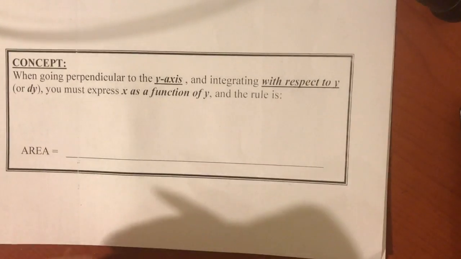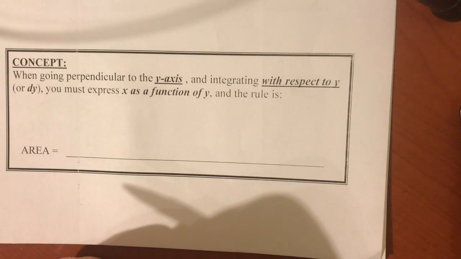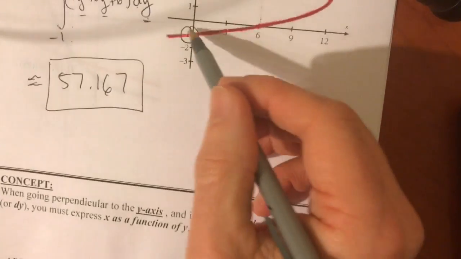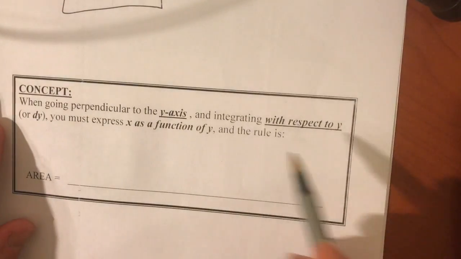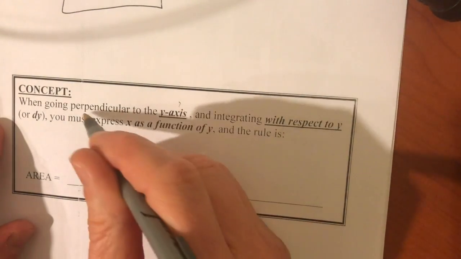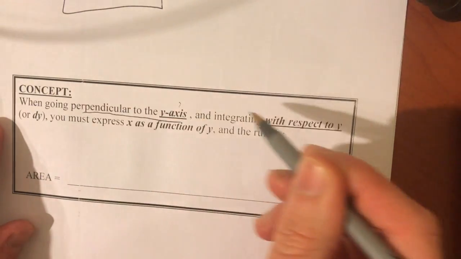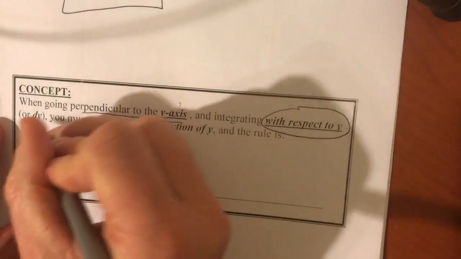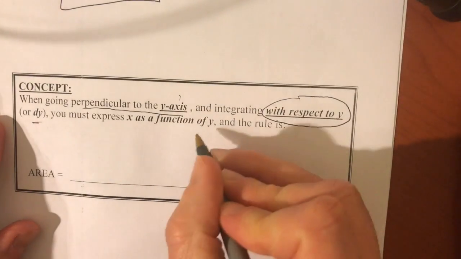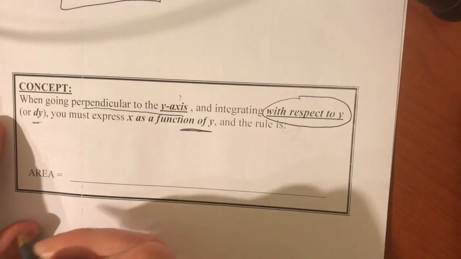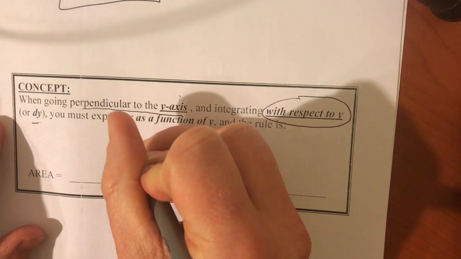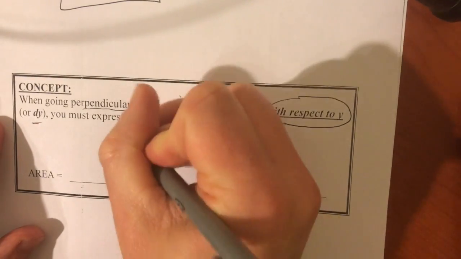So the big idea here, because we're going to move to ones where there are two curves, or maybe 3, and different boundaries, not just going straight to the y-axis: if you're going perpendicular to the y-axis, those sideways segments, and you're doing it with respect to y, so that means dy, then everything has to be in terms of y. X has to be a function of y, not the other way around. I don't know what these values are, so we'll just call them a to b.